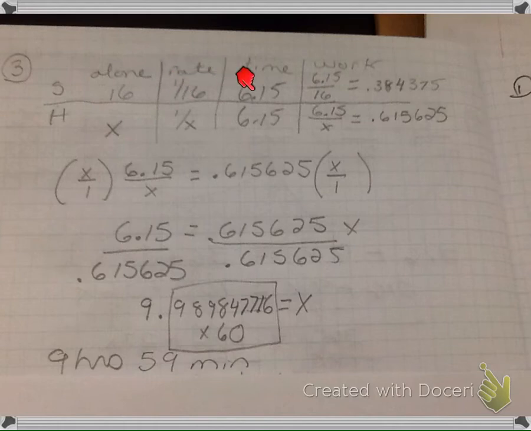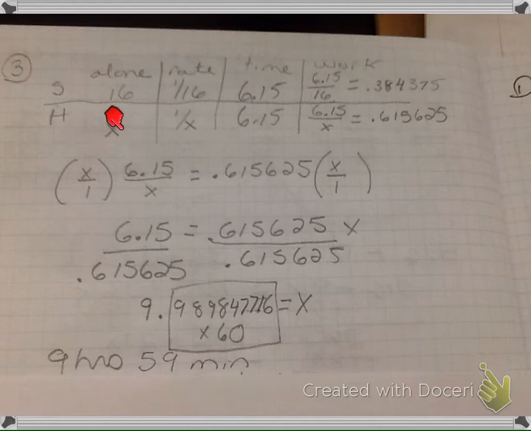And we already know that working together their time is 6.15. So multiply your rate times your time and you get 6.15 over 16. You need to divide 6.15 divided by 16, and now your calculator should say 0.384375. Don't just copy these things. Actually do the multiplication, do the division. Make sure that you totally can do it on your own.